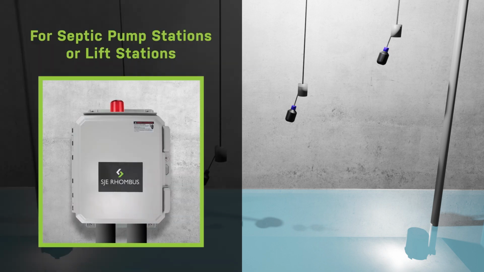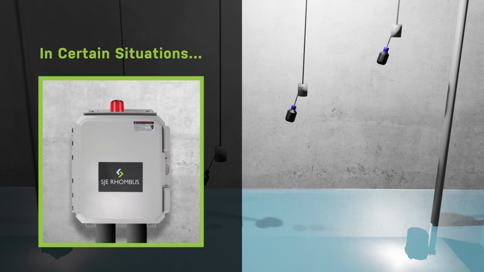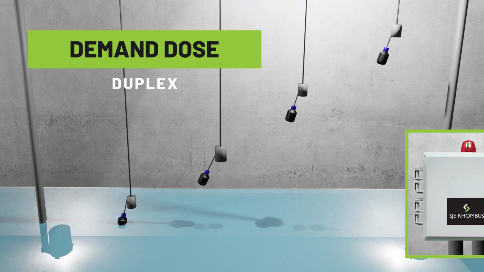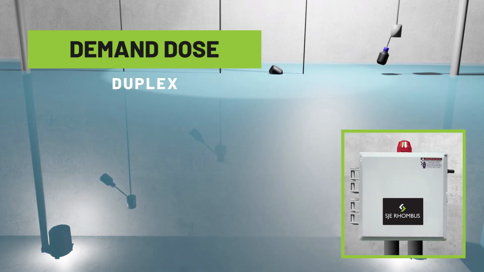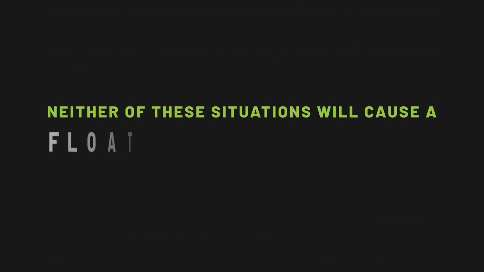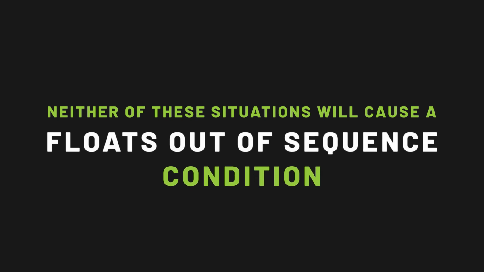For septic pump stations or lift stations, it is recommended to have the alarm float level lower than the lag float level. This will provide an alarm notification before your panel goes into lag mode. In certain situations, it may be appropriate for the lag float to be below the alarm float. Please note that using this setup will not provide alarm notifications unless both pumps are unable to keep up with the liquid demand and the liquid level continues to rise. Neither of these situations will cause a float out of sequence condition.